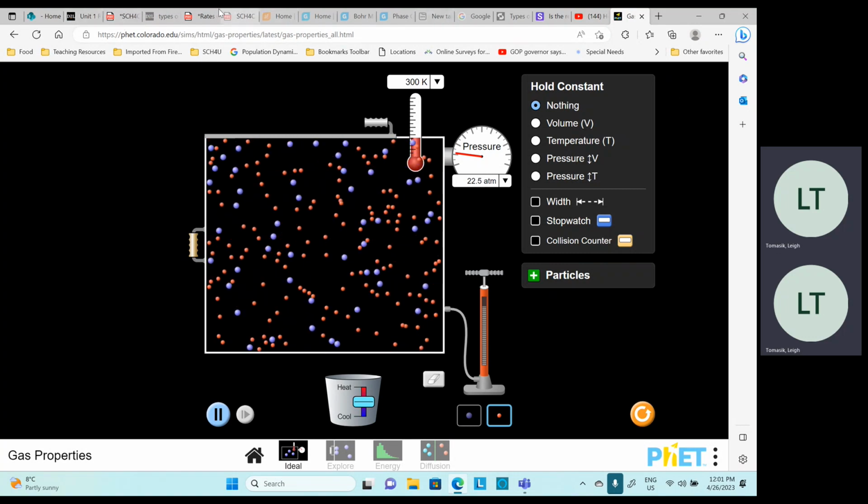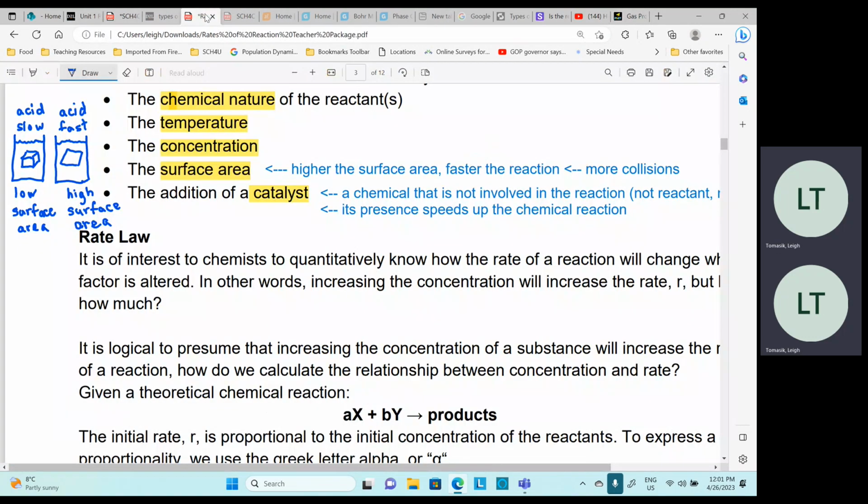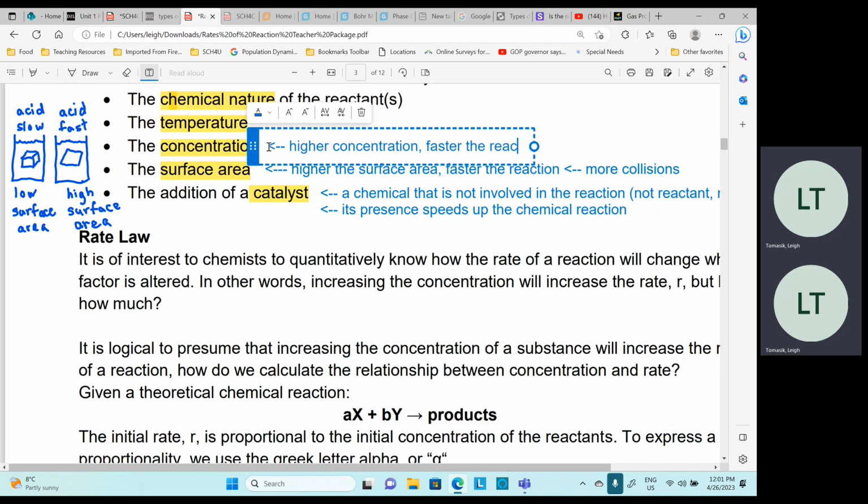So if we go back to our note, okay, the higher the concentration means the faster the reaction, right? And the reason for that is that there are more collisions happening.